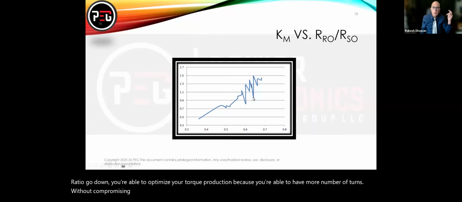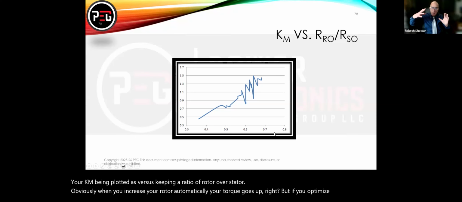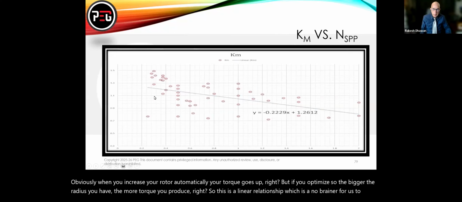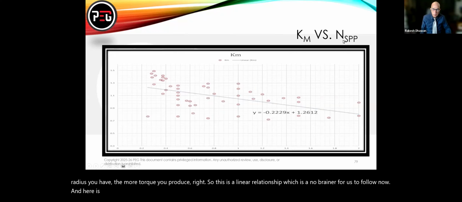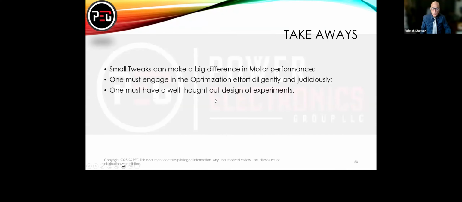And so here is essentially your Km being plotted versus a ratio of rotor over stator. Obviously, when you increase your rotor, automatically your torque goes up, right? The bigger the radius you have, the more torque you produce, right? So this is a linear relationship, which is a no-brainer for us to follow. Now, here is your torque versus stator poles per phase. I'm sorry. So you can see here that your maximum torque occurs at lower NSPP value. Okay. Any questions on this one?